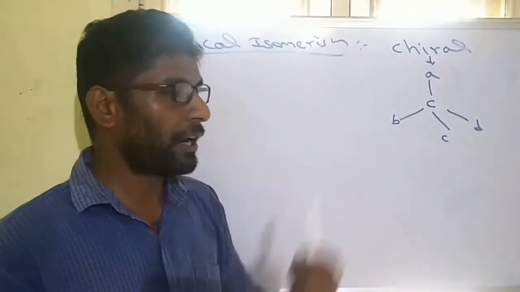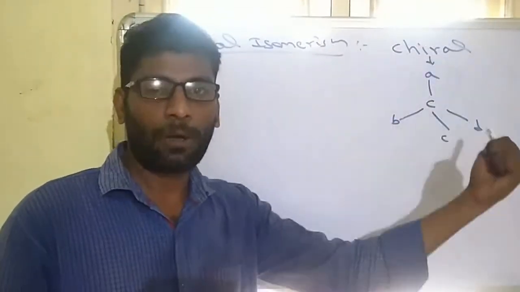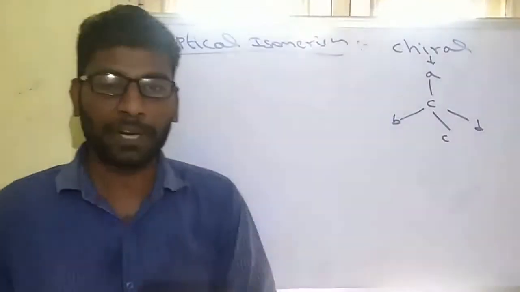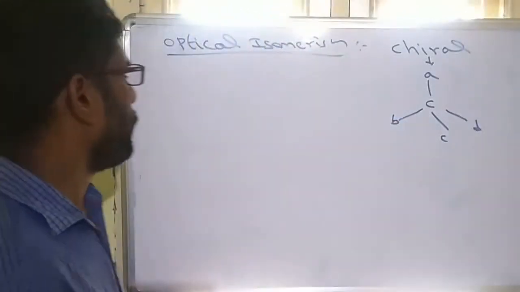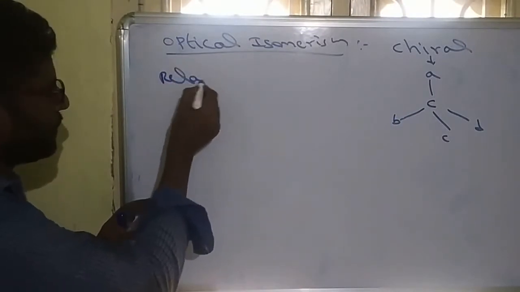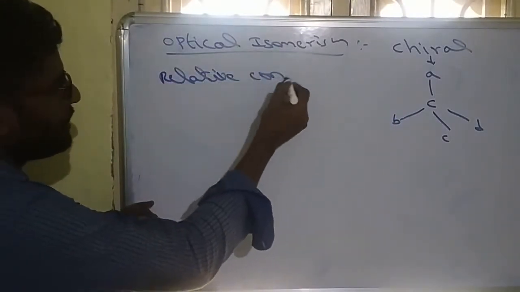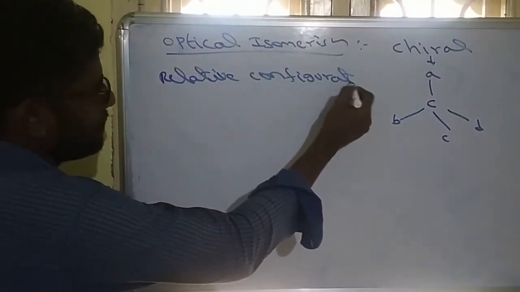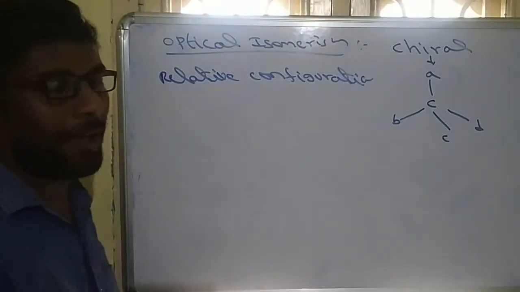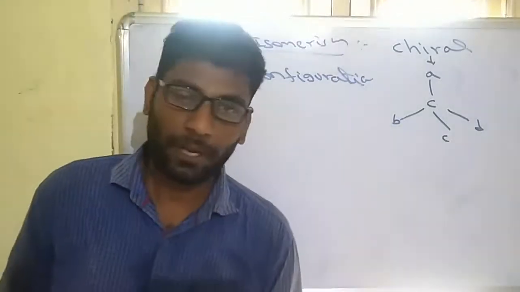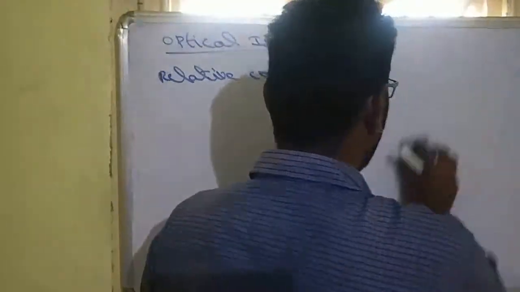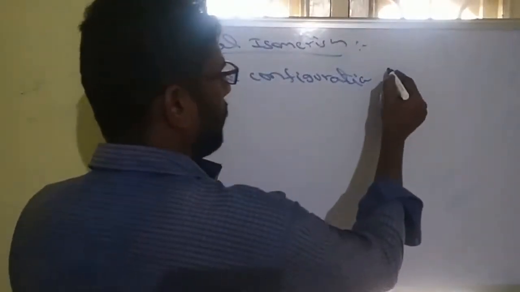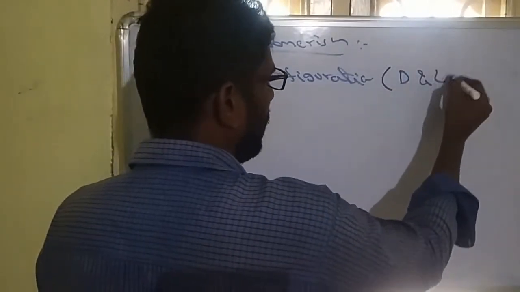Light can be rotated in the clockwise direction or anti-clockwise direction. Which side it will be rotated can be checked by using two configurations. One is called relative configuration, and another one is called absolute configuration. There are two configurations to represent optical activity. Relative configuration is denoted with D and L.